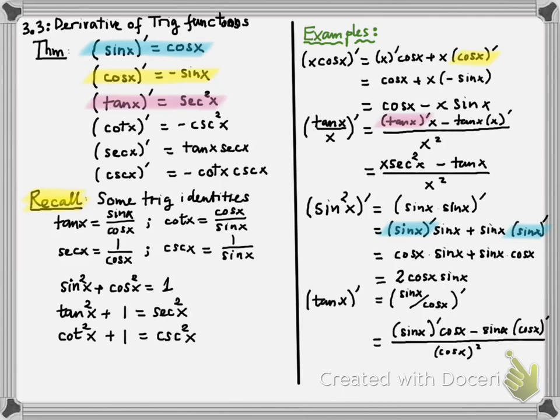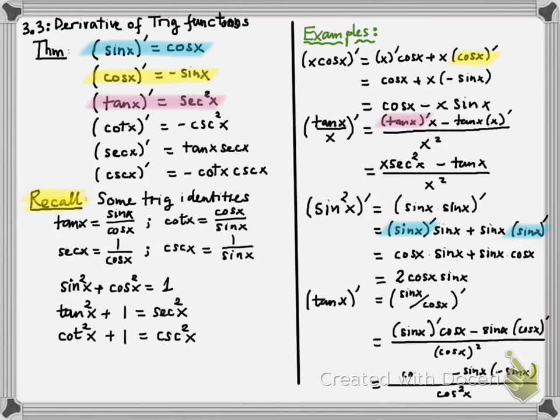And we're going to use the derivative of sine of x, which is cosine of x, and then the derivative of cosine of x, which is negative sine of x. And that's why we get this. The bottom, which is cosine of x squared, is kept the same. It doesn't change. Okay. Now, we have cosine of x times cosine of x.